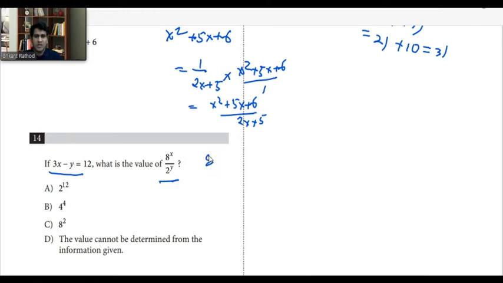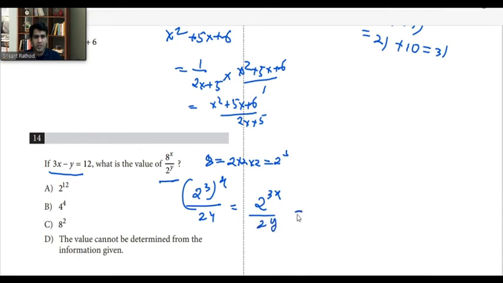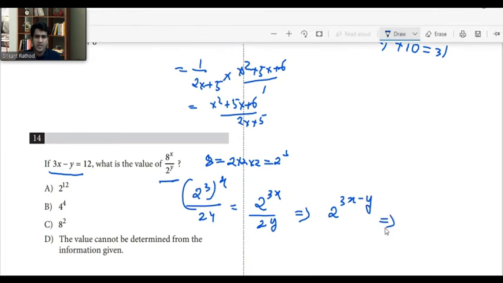So I can make use of 8 can be written as 2 times 2 times 2. That's basically 2 cube. So then I can substitute the value of 8 here as 2 cube to the power x divided by 2 to the power y. This further written as 2 to the power 3x divided by 2 to the power y. This as per the exponential rule, 2 to the power 3x minus y can be written. And we know that the value of 3x minus y is going to be 12. So this can be written as 2 to the power 12. So A is the right answer here.